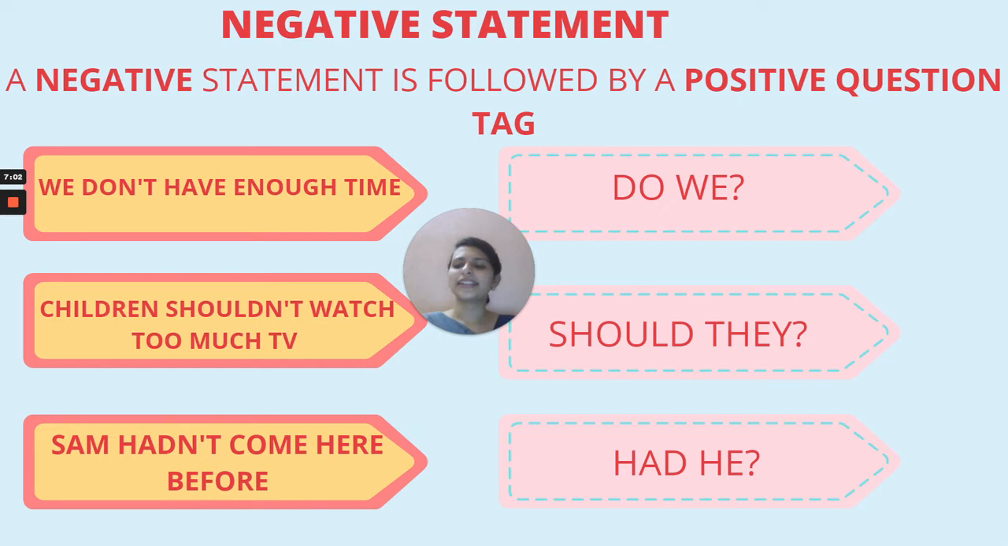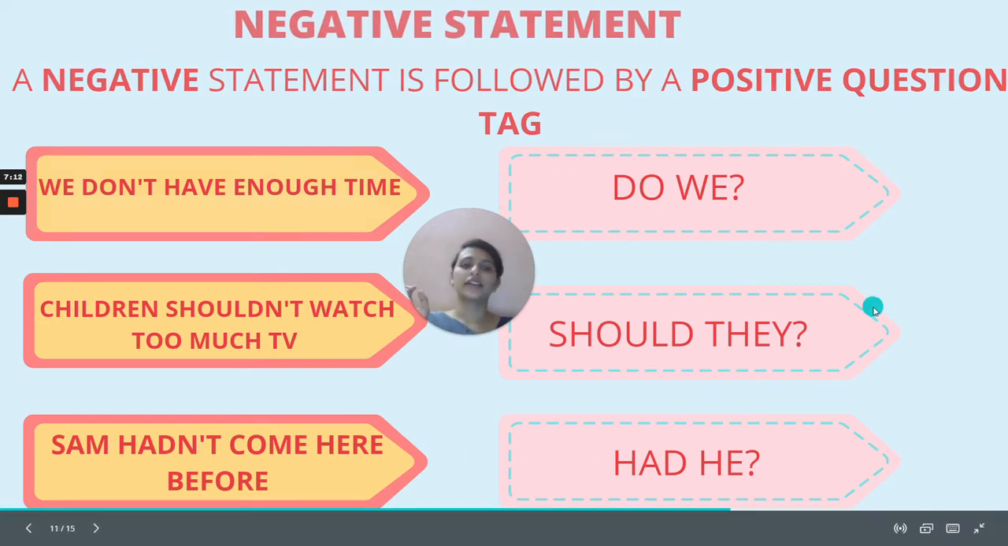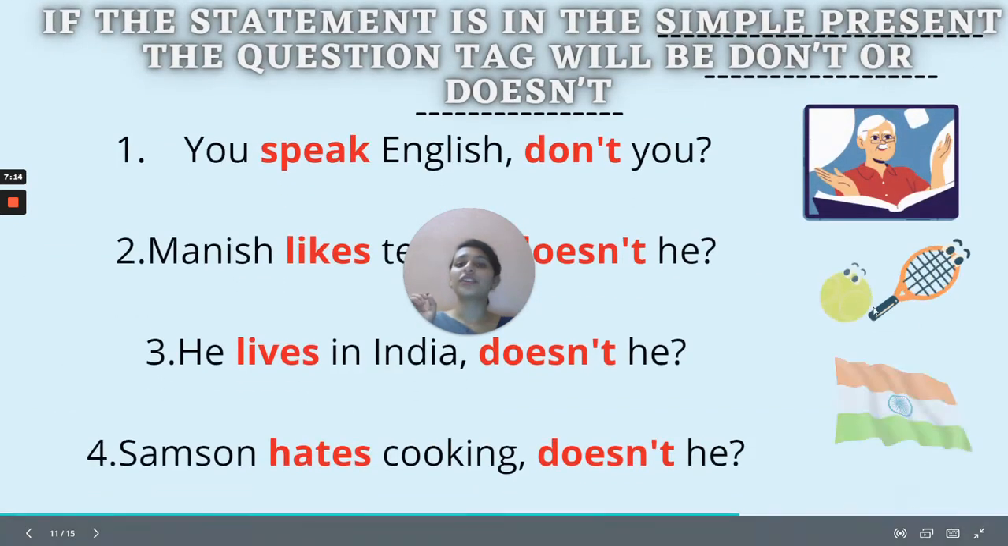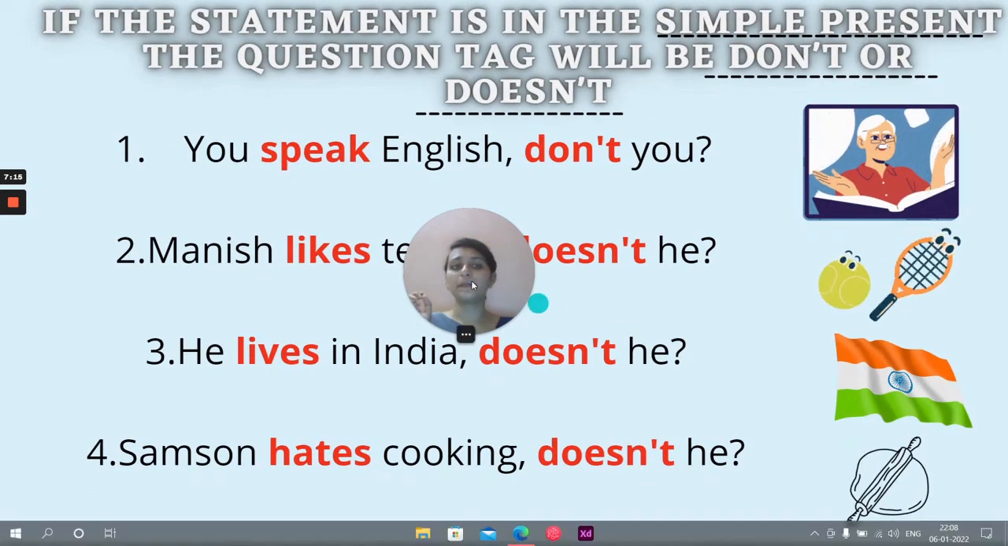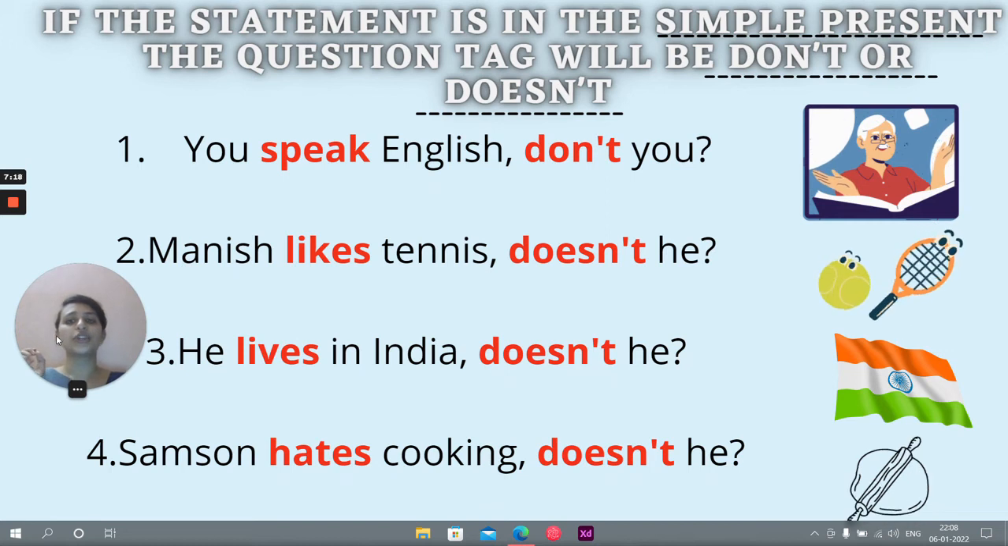Next one, Sam hadn't come here before, had he? Because negative, positive. Negative statement, positive question tag. Next rule: if your statement is in the simple present tense, you will have the words don't and doesn't.